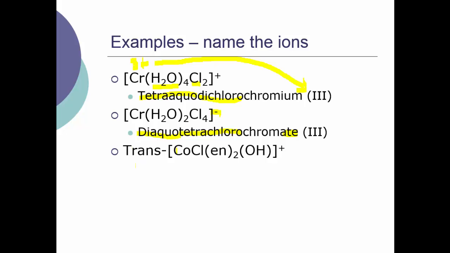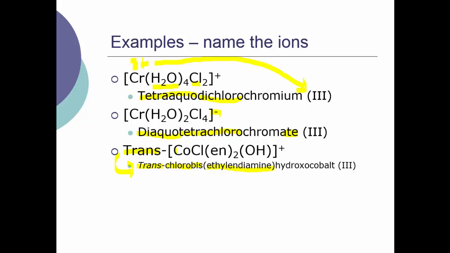All right, next one we've got is going to have trans in it, and en is also an abbreviation for a larger ligand that we'll see. If they put the trans in front of it, just add it in front of the name. For right now, we'll get into what trans and cis mean a little bit later, but you've got trans chloro, that's for the Cl. Bis and ethylenediamine, which is this one. You'll see where that one came from.